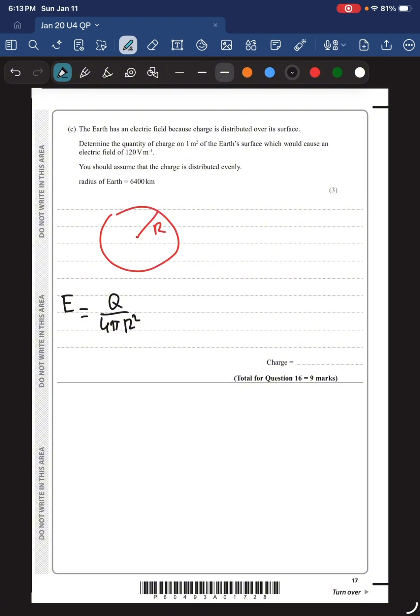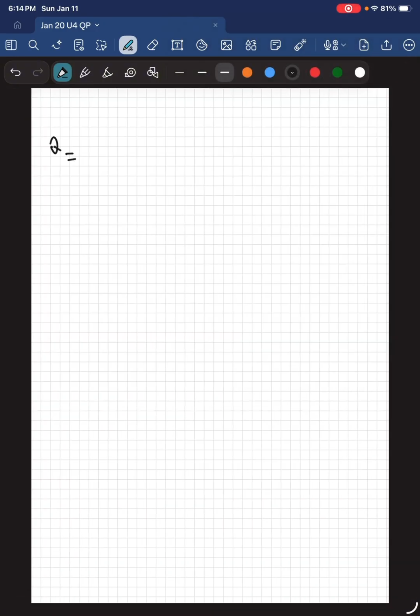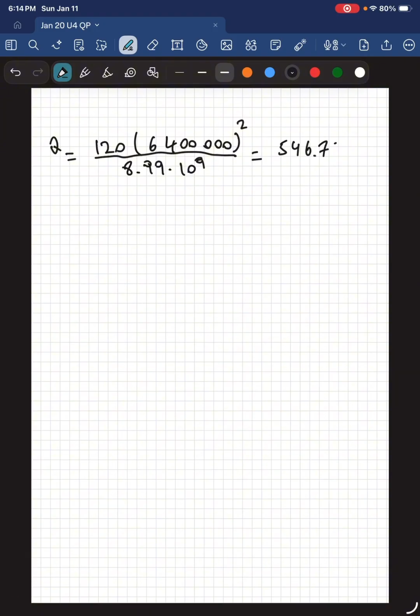So first of all, you can find the total charge. So Q is 4 pi r squared times the electric field. Oops, I forgot the K. Silly me. So KQ over 4 pi r squared. Therefore, we have to divide by K, right? So let's use a clean page. So Q is 120 volts per meter times 6,400,000 meters, which is the radius of the Earth squared, over K, which is 8.99 times 10 to the 9. And the charge is 546.74 times 10 to the 3 coulombs.